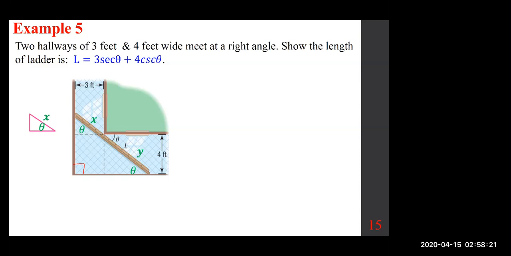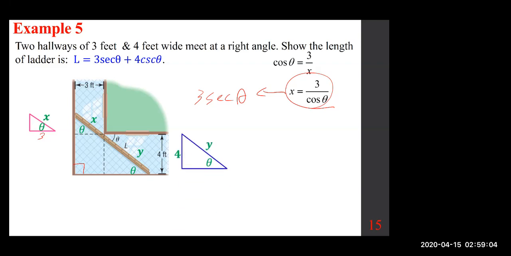So what do we notice? Cosine theta, and by the way, this is 3, everybody. So cosine theta is 3 over x, and x is 3 over cosine theta. Yes? Is everybody okay with that? Yes. And what is that? 3 secant theta, isn't it? Yeah.